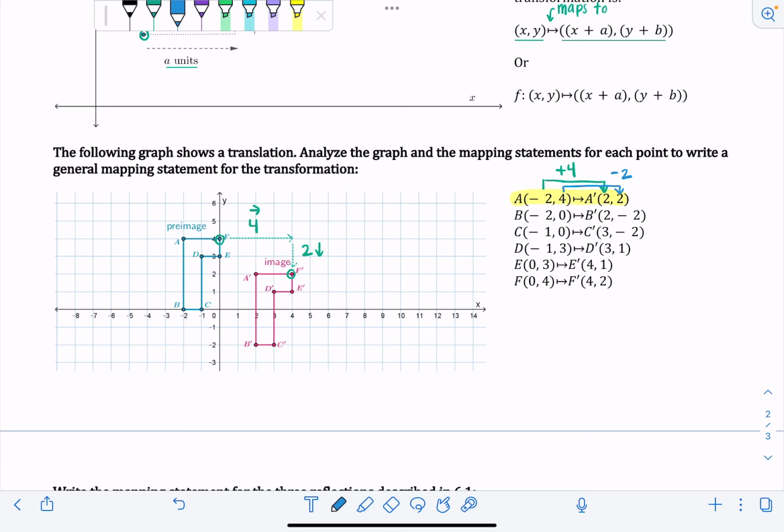And we know that our x's are controlling left and right, so that +4 is us going to the right 4. And then our y's are controlling up or down for our points, so that -2 is us going down 2. So it's handy to know how to do it on the graph and with points, depending on what you're actually given in the problem.